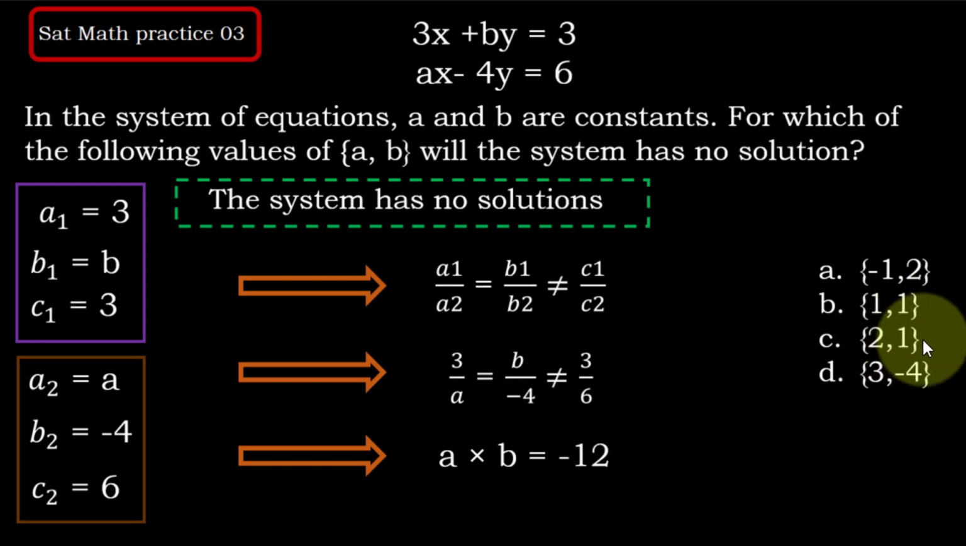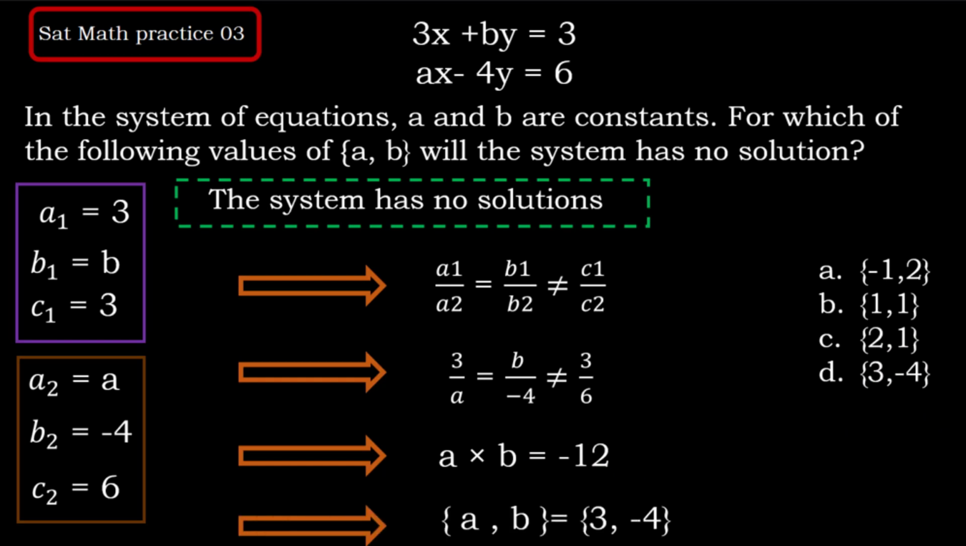2 times 1 equals 2. So the last one, 3 times negative 4, is negative 12. So the correct answer is 3 and negative 4, so the answer option is D.